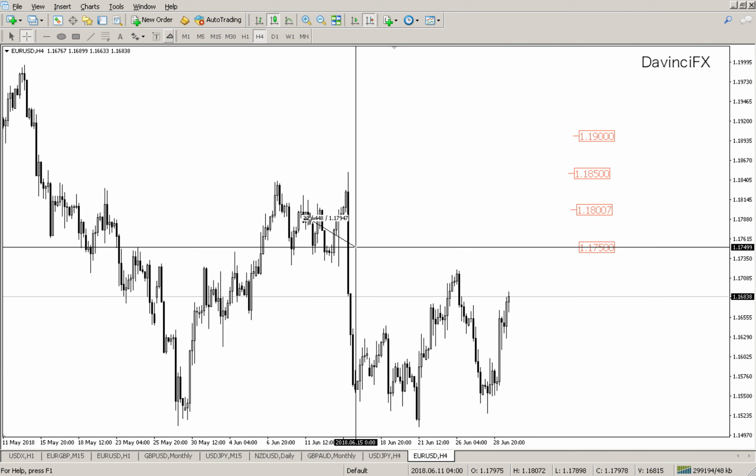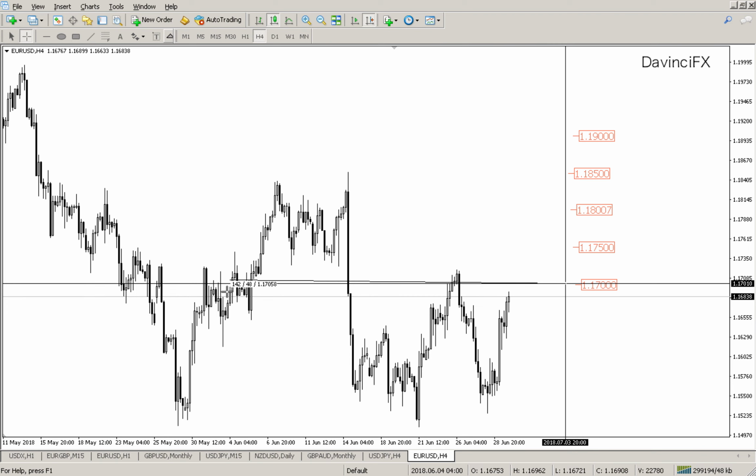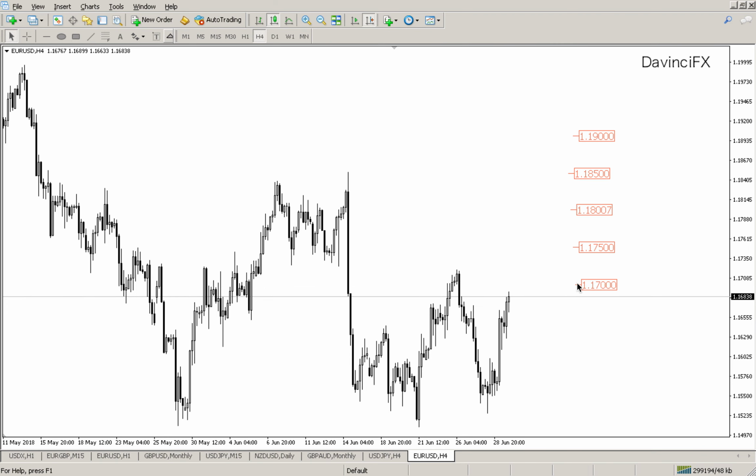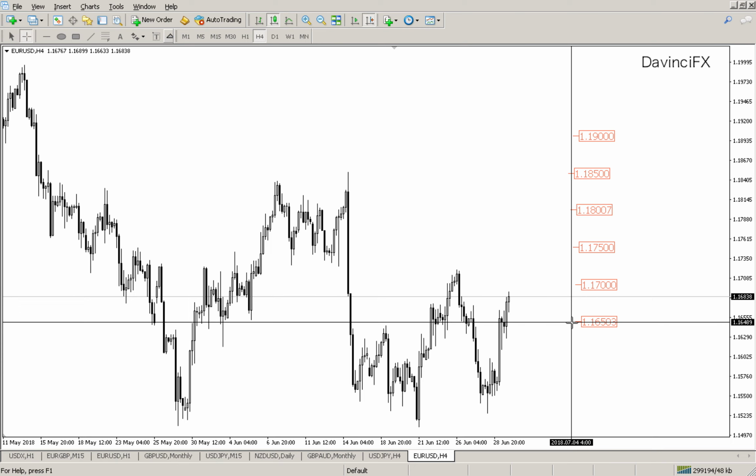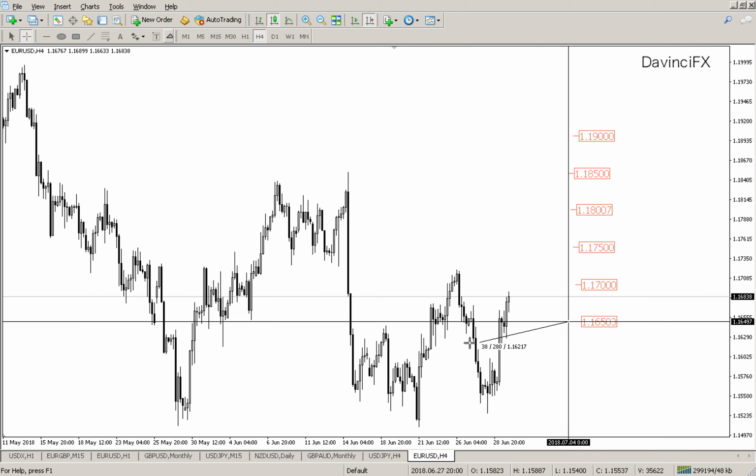We're going to see there's a block that's formed around that level. We've seen various areas of resistance around that level also. If we continue to drop it down to 1650, what we're going to see, again, guys, is a very strong support level here.